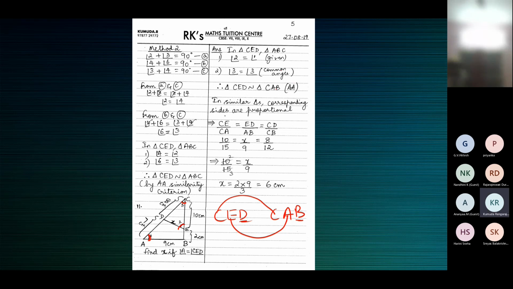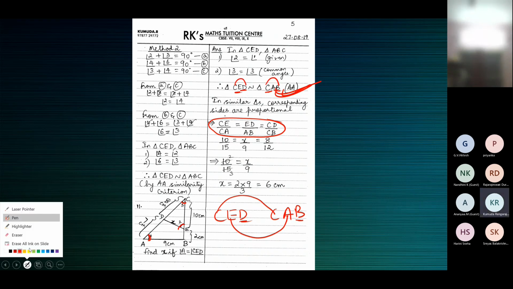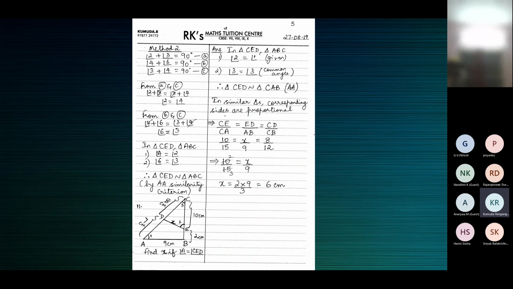So once the triangles are similar, their corresponding sides are proportional. That is CE by CA will be equal to ED by AB will be equal to CD by CB. Then substitute whatever is given, equate and get the value of X.